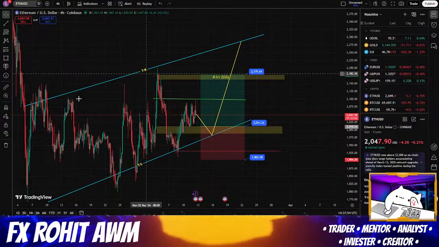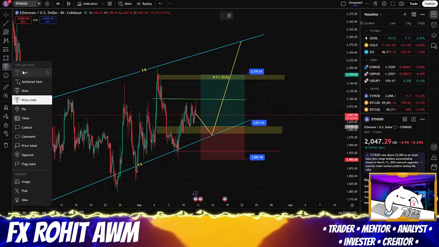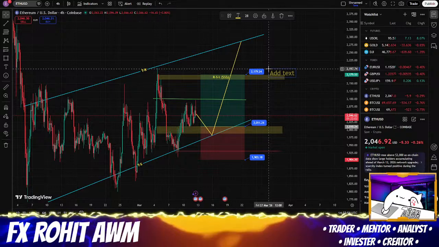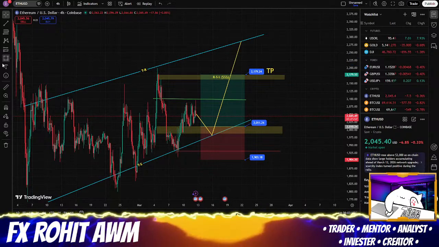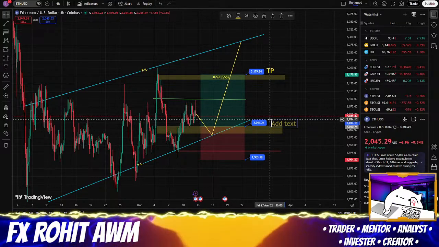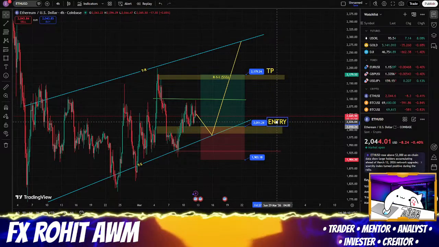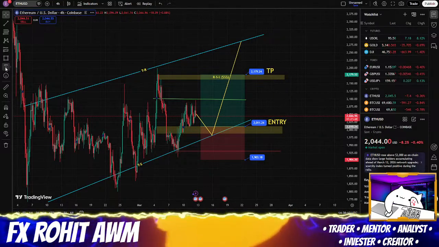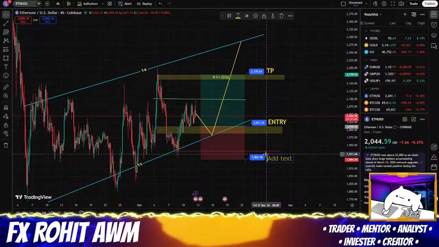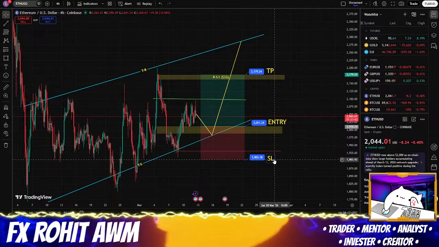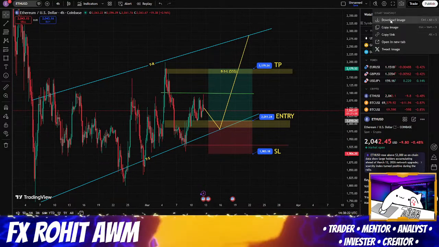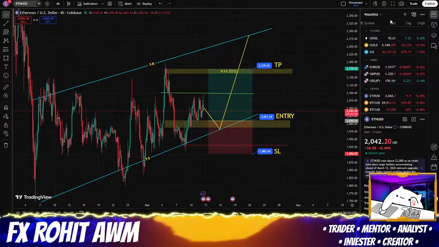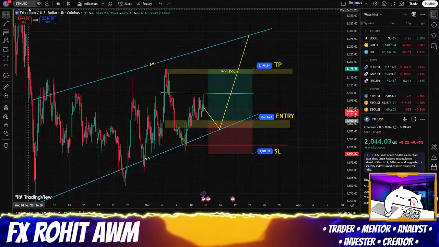Okay, so this zone is our TP, guys, and this zone is our entry, and this is our SL. Okay, so first of all I click a snapshot. So let's do it, guys.